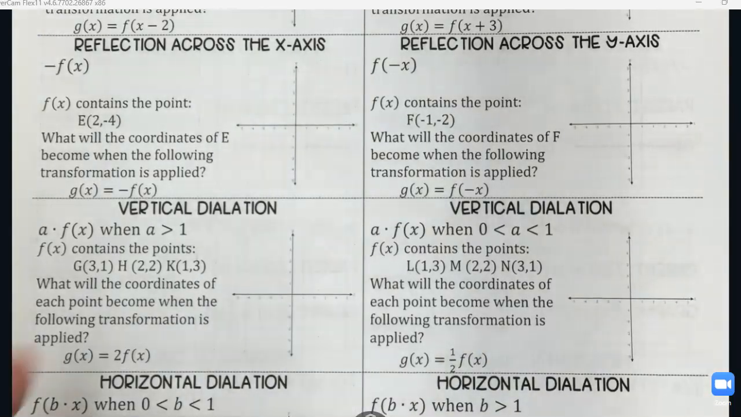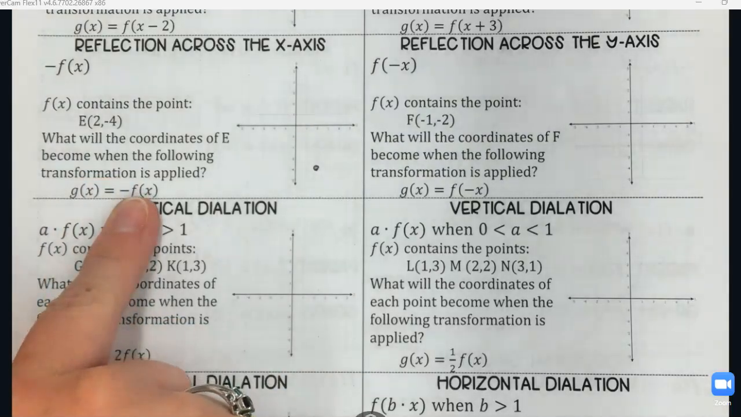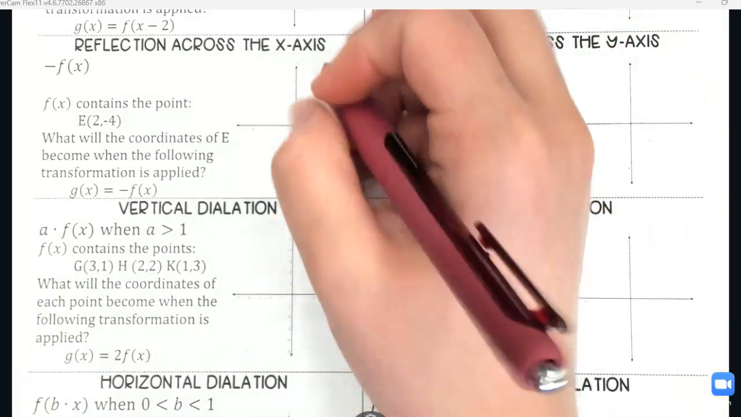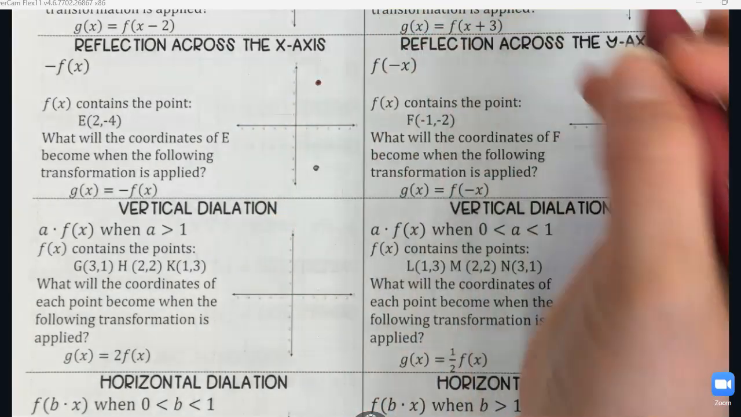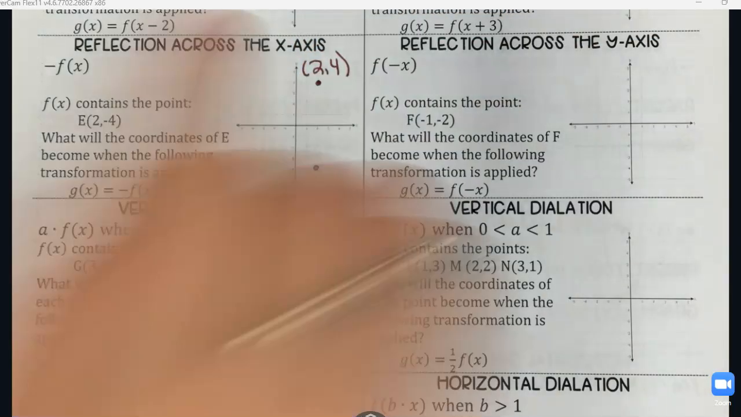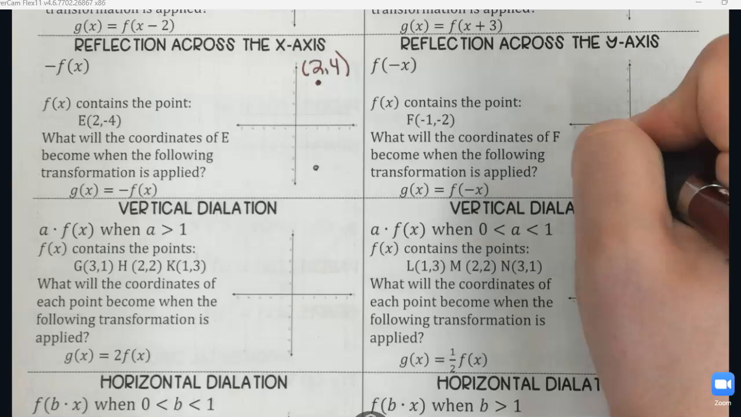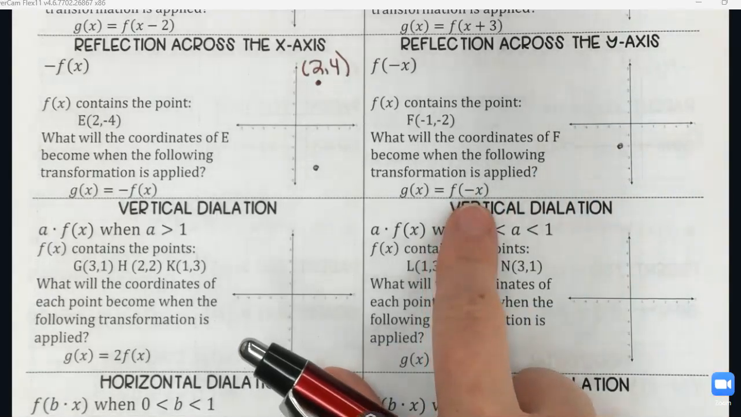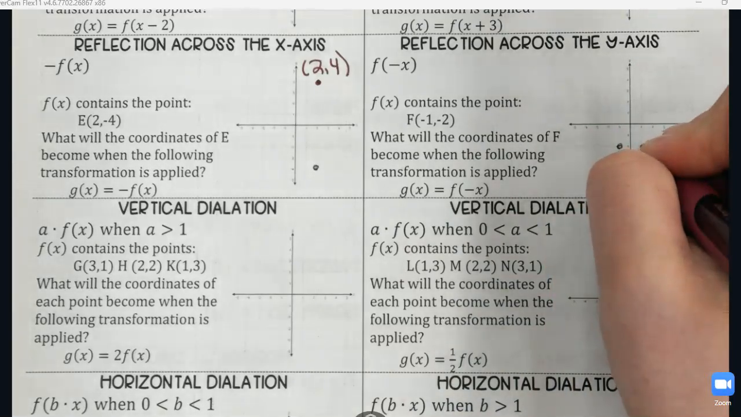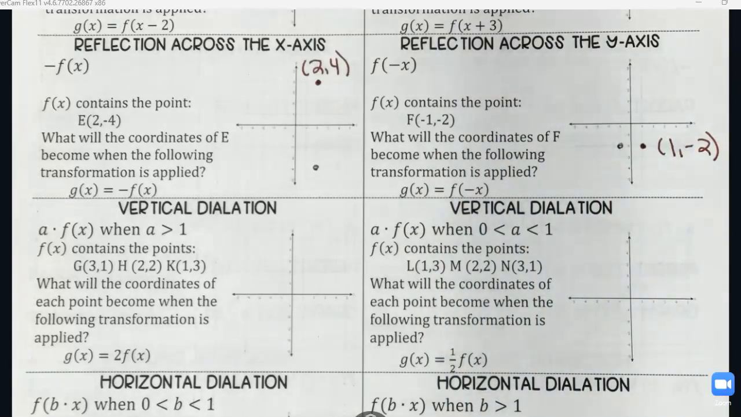Okay, for reflections, if I'm starting at 2, negative 4, and I'm looking at negative f of x, the negative on the outside tells me I'm going to reflect across the x-axis. So instead of being at negative 4, I'm going to be up here at positive 4. So 2, positive 4. The sign of my y value changed. My x did not. If I'm starting at negative 1, negative 2, and I'm looking at f of negative x, that tells me to reflect across the y-axis, which is going to change my x-coordinate to be positive 1, and then y remains negative 2.